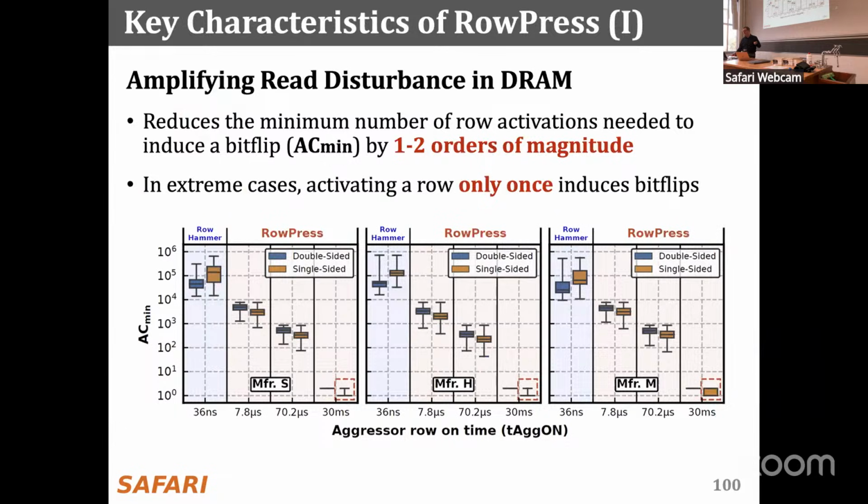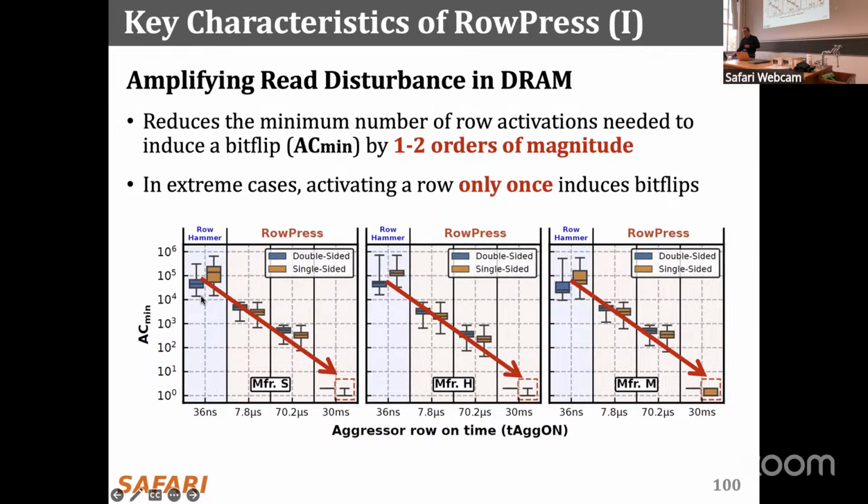So these are summary results. This is the first figure in the paper. On the x-axis, you have the aggressor row on time, which is tAggON. There are a lot of results in the paper that I'm not going to show you, but you can look at the paper. This is one of the required papers, I think, in the next homework. So 36 nanoseconds is essentially RowHammer. As you keep the row active longer, 7.8 microseconds, for example, you get an order of magnitude reduction, maybe more than an order of magnitude reduction in the bit flips, as you can see.